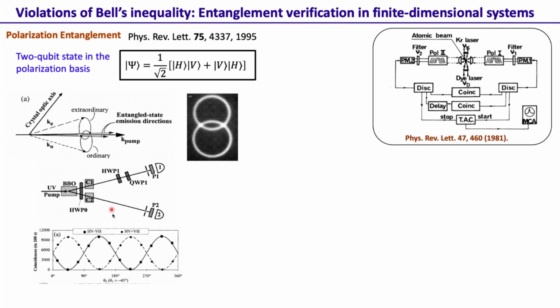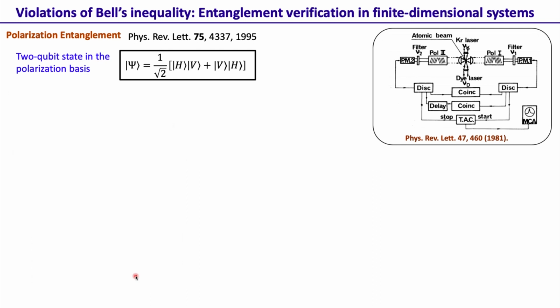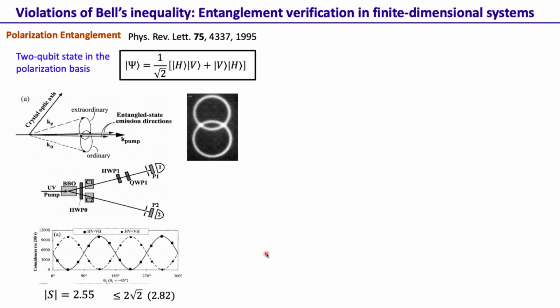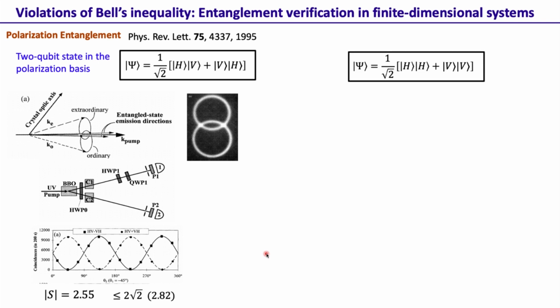With such a phase matching, this experiment actually verified that if you look at coincidence, we get this kind of dependence that shows the cosine squared theta 1 minus theta 2 type dependence that we have seen for quantum correlation. And in this case, the Bell parameter was measured to be 2.55 in the polarization basis. Again, this is greater than 2, and less than 2 root 2, that is 2.82, and thus it demonstrates the violation of Bell inequality.